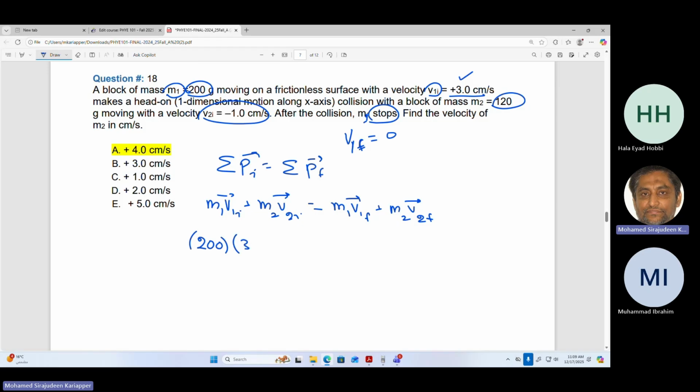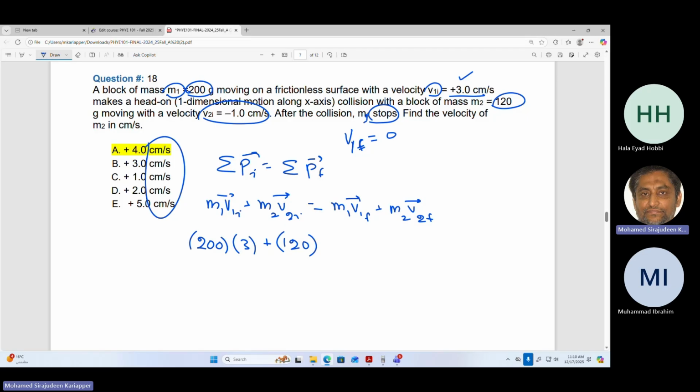V1I is 3. m2 is 120. About the units, mass is in gram and velocity is in centimeter per second. Do I have to worry about converting? No. m occurs on both sides of the equation, and everything is in gram, so no problem. Velocity is given in centimeter per second. Keep it that way, and you need the answer also in centimeter per second. There is no need to convert anything.